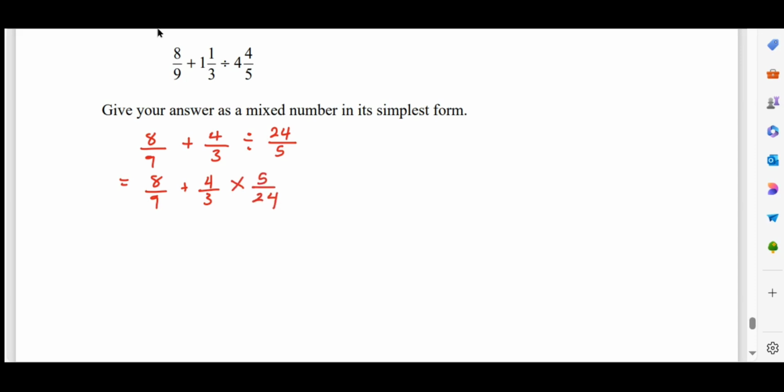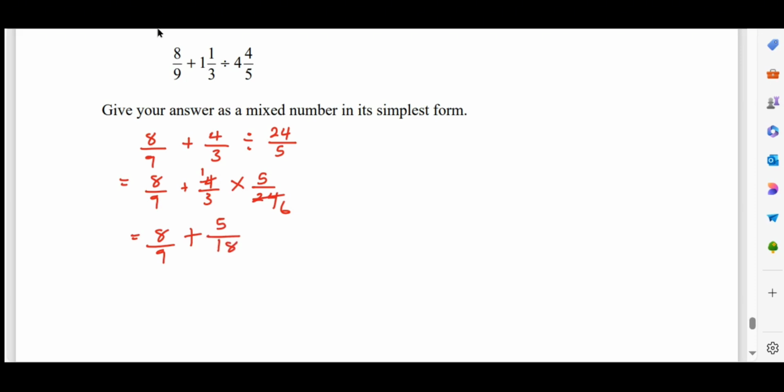Like I said, in the order of arithmetic operations, multiplication comes before addition. So I'm going to take care of that. 4 here, 1; 4 here, 6. So that will give us 8 over 9 plus 1 times 5 is 5 over 3 times 6.